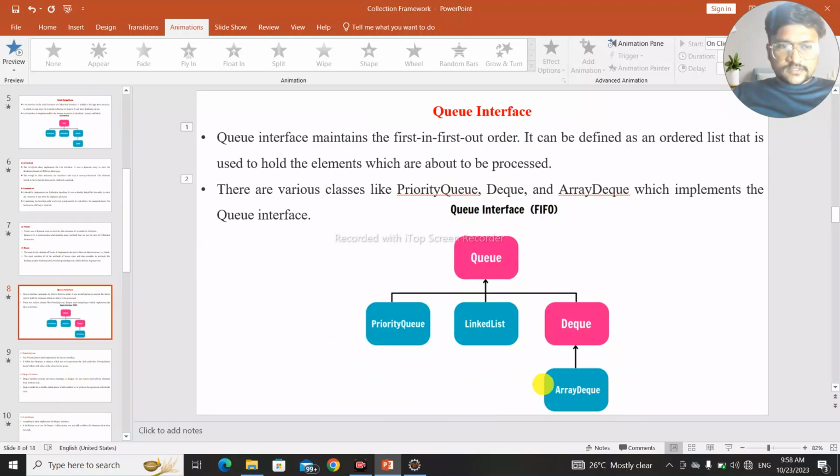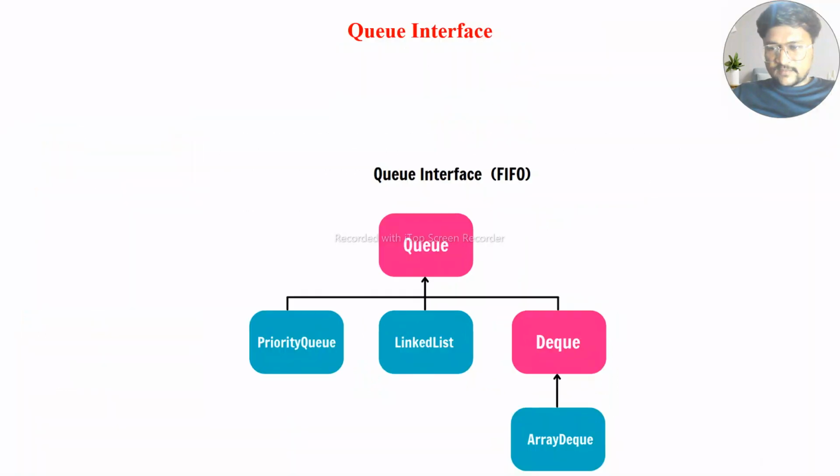So this is the queue interface. Let me maximize. Yes. So what is the queue interface? Let's try to understand through this chart. You will come to know the different classes which implement the queue interface. You can see the classes. First is priority queue, then we have linked list, then we have DQ, and again this DQ extends array DQ.